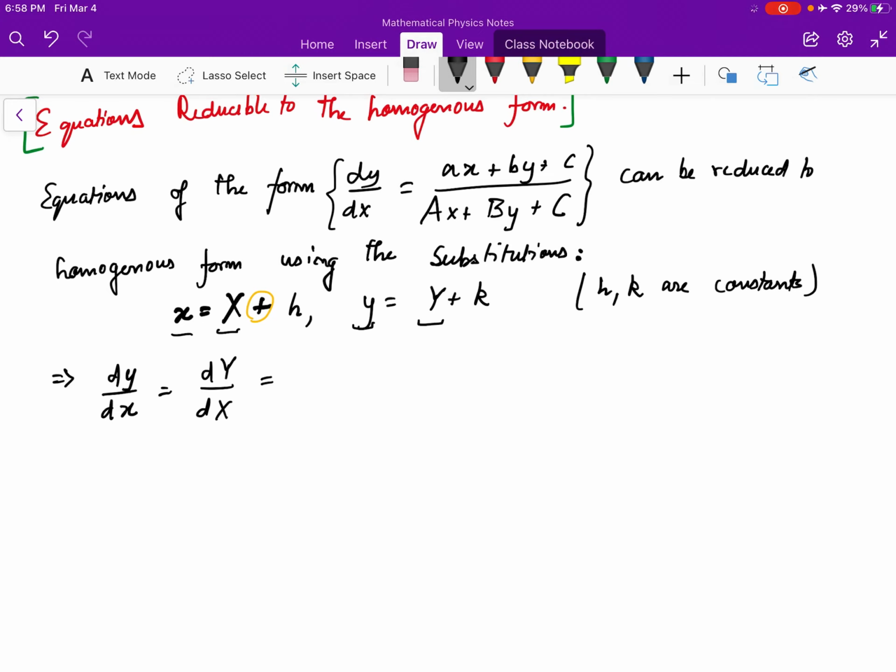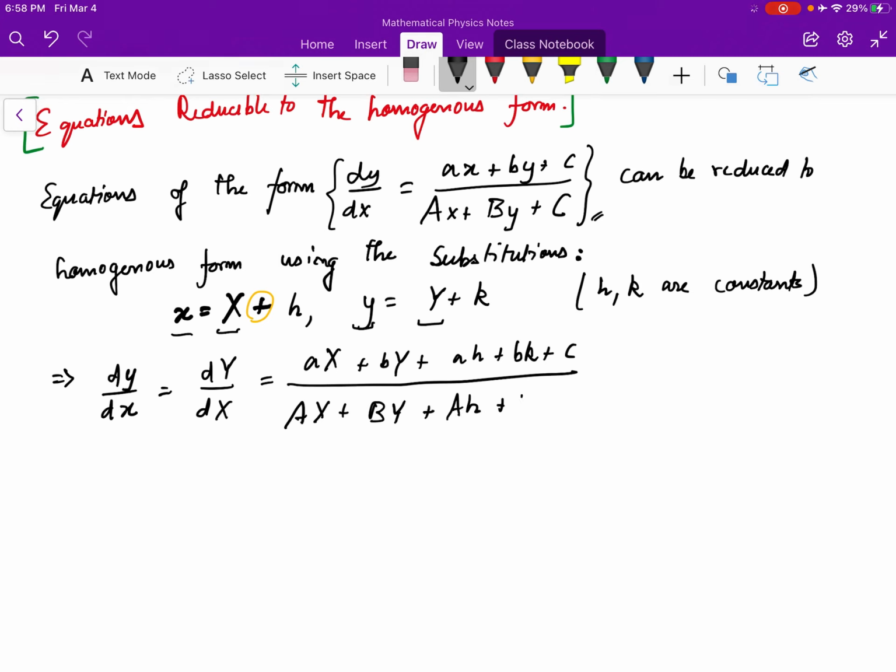So now we replace the values of small x and small y into the example that we have. Which means we can replace it with (small a X plus small b Y plus small a h plus small b k plus small c) upon (capital A X plus capital B Y plus capital A h plus capital B k plus capital C). So here we see that these expressions have taken some form, and now we will analyze what these forms can do.